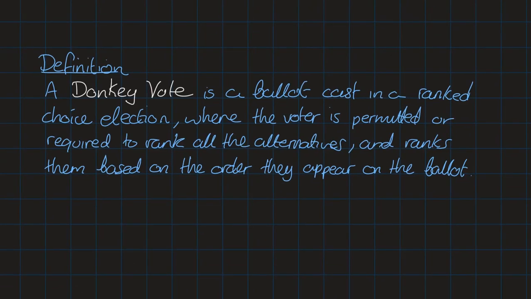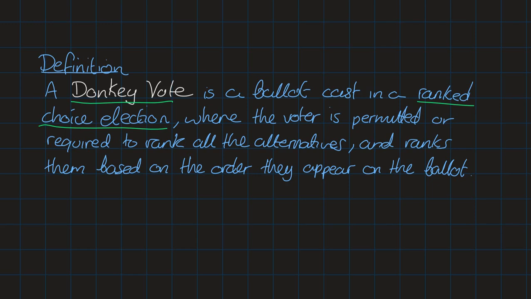A donkey vote is a ballot cast in a ranked choice election, so that's an ordinal voting system, any ordinal voting system, where the voter is permitted or required to rank all the alternatives, and the voter ranks them based on the order in which they appear on the ballot.